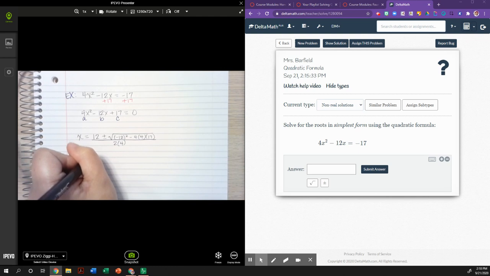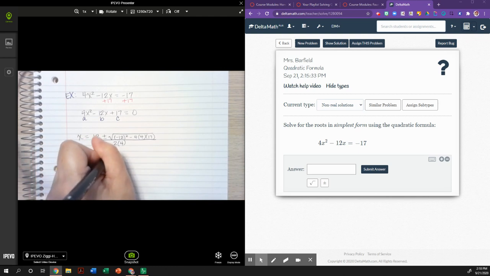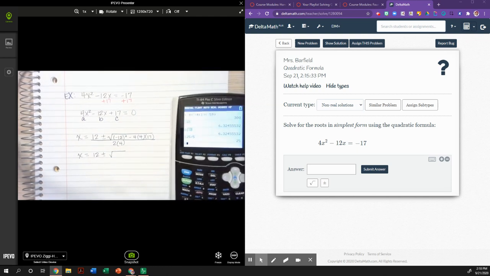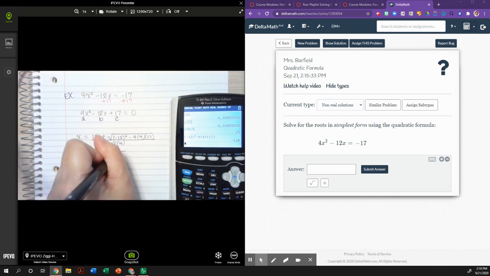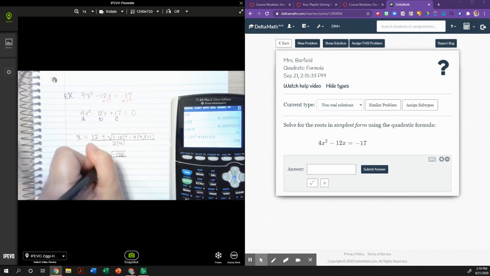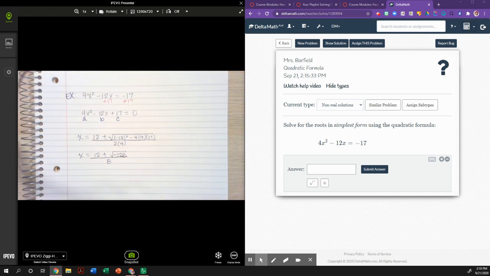So x equals 12 plus or minus the square root. I'm going to use my calculator. So negative 12 squared minus 4 times 4 times 17. So I get negative 128, all over 8. Okay. So immediately I know that my problem has an i in it. So x equals 12 plus or minus.